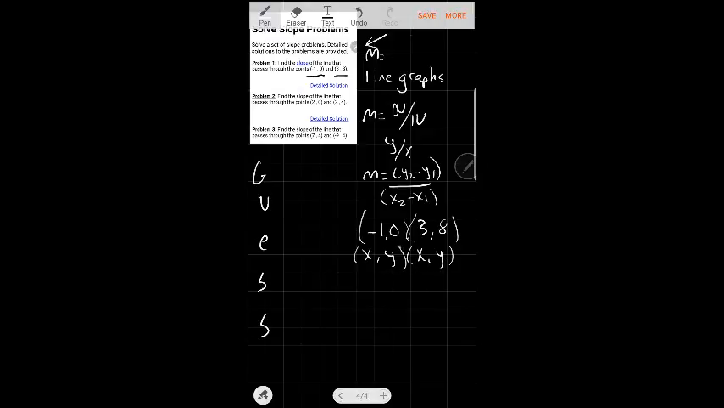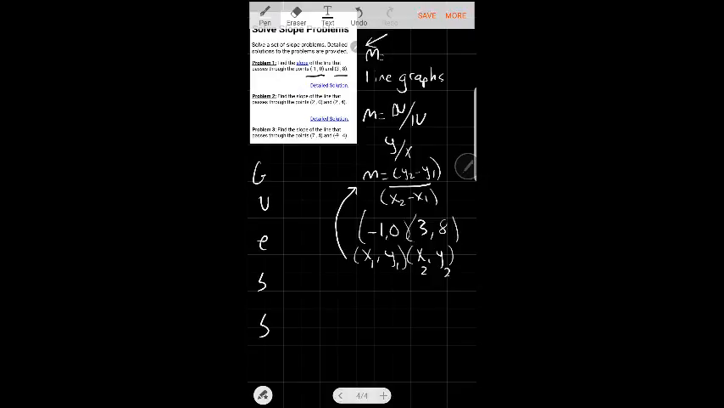Since, as we said, there's two options, if I have two x's and two y's, I need to designate which one is which. So for our sake, I'm going to call this x sub 1, and this y sub 1. I'm going to call this one x sub 2, and this one y sub 2. That way, whenever we go to manipulate the variables, we know which one we're talking about. So let's see if we can use this information to implement into the equation for slope.